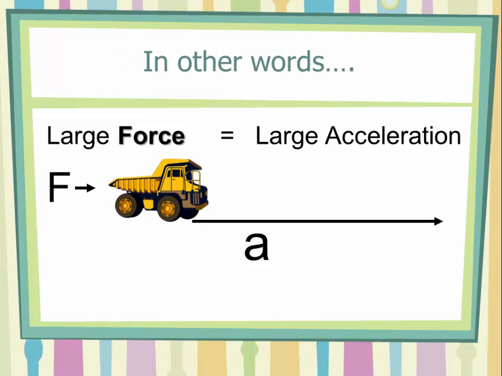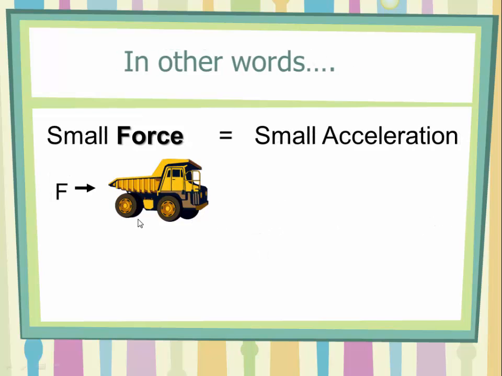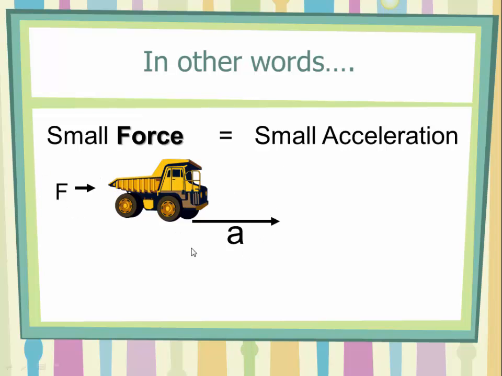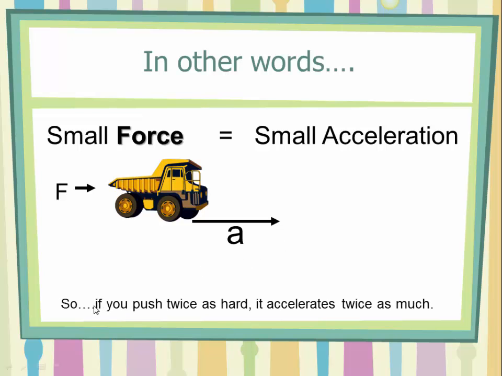So in other words, if we have a large force, so notice the capital F here, and we were pushing an object, we are going to get a large acceleration. But now if we take the same object and we have a small force, it's going to have a small acceleration. So if we push it twice as hard, it accelerates twice as much. So in order to get it to go as far as the large force, we have to push it twice as much.